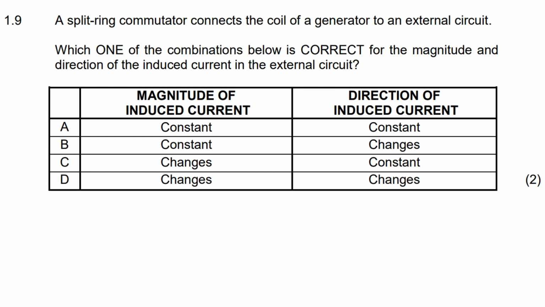A split ring commutator connects the coil of a generator to an external circuit. Which one of the following combinations is correct for the magnitude of the induced current in the external circuit? Okay, so we know that when it's a split ring, that's DC, which means constant. Okay, so we mean constant direction. So for the direction, we can't say that it's the changing one. That would only be if we had an AC.